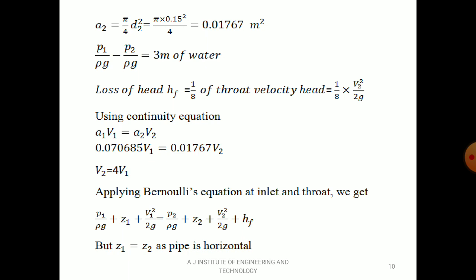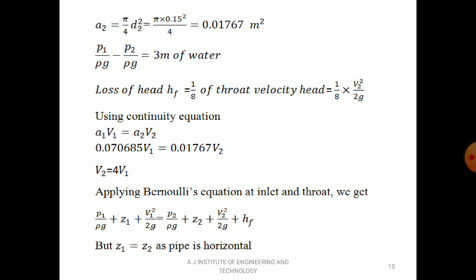Now apply Bernoulli's equation at the inlet and throat. Whenever the head loss is given in the problem, we should go for writing Bernoulli's equation. And here again the pressure difference is given. So just write Bernoulli's equation for sections 1 and 2. P1 divided by rho g plus Z1 plus V1 square divided by 2g equal to P2 divided by rho g plus Z2 plus V2 square divided by 2g plus HF, or you can write HL, the loss of head. But Z1 equal to Z2, as the pipe is horizontal, it is a horizontal venturi meter. So the elevation from the center of the pipeline to the datum is the same.